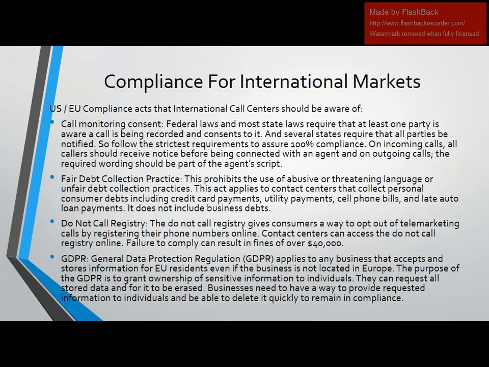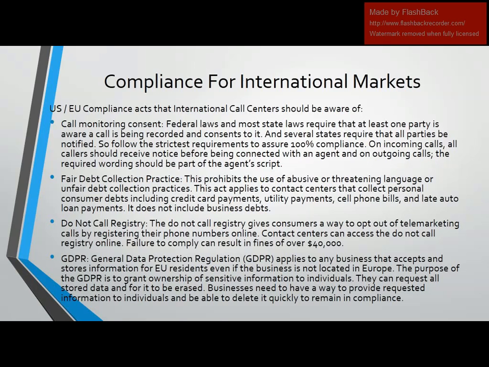Fair Debt Collection Practices. This prohibits the use of abusive or threatening language or unfair debt collection practices. This act applies to contact centers that collect personal consumer debt, including credit card payments, utility payments, cell phone bills and late auto loan payments. It does not include business debt.